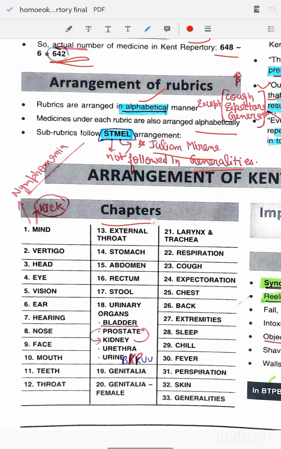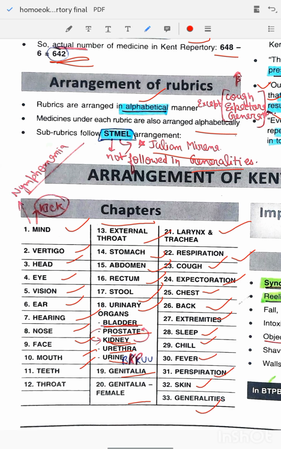If we talk about the chapters given in the arrangement, first is mind, vertigo, head, eye, vision, ear, hearing, nose, face, mouth, throat, external throat, stomach, abdomen, rectum, stool, urinary organ. In this it is bladder, kidney, prostate, urethra, urine. Genitalia male, genitalia female, larynx and trachea, respiration, cough, expectoration, chest, back, extremities, sleep, chill, fever, perspiration, skin and generalities.